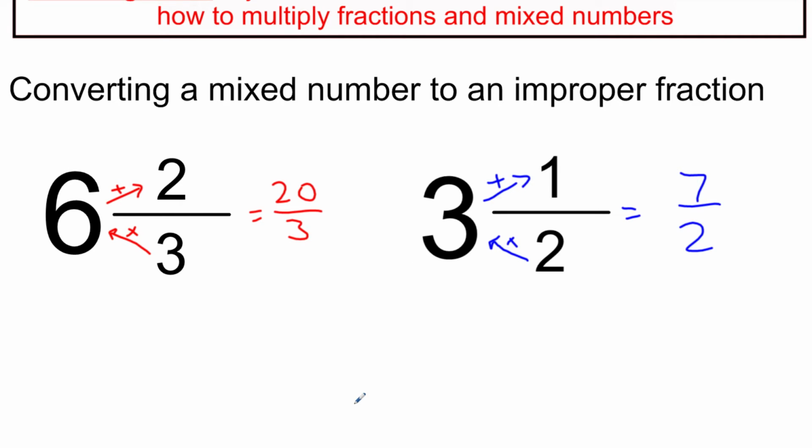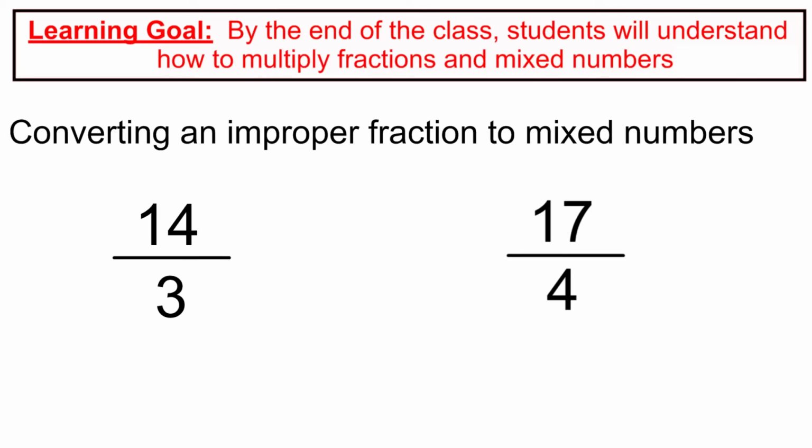Okay, so again, multiply the denominator times the whole number, and then add that total with the numerator that you have. Okay, so here's the other possibility.